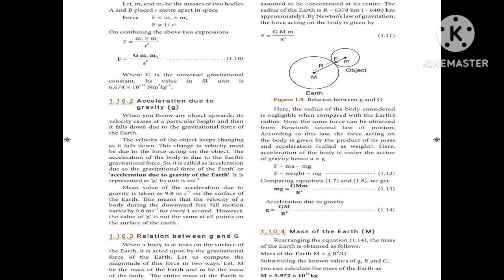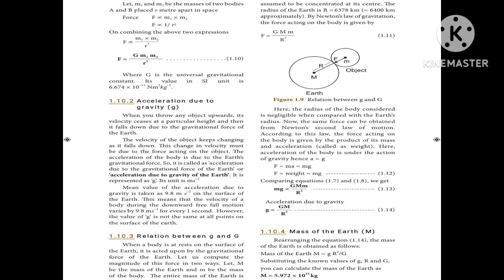When a body is at rest on the surface of the Earth, it is acted upon by the gravitational force of the Earth. Let us compute the magnitude of this force in two ways. Let M be the mass of the Earth and m be the mass of the body. The entire mass of the Earth is assumed to be concentrated at its center. The radius of the Earth is R equals 6,378 kilometers, approximately 6,400 kilometers. By Newton's law of gravitation, the force acting on the body is given by F equals G M m by R square. Here, the radius of the body is considered negligible when compared with the Earth's radius.